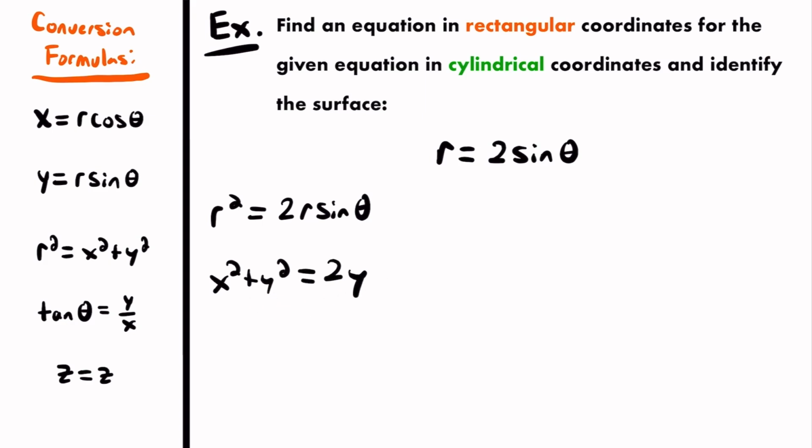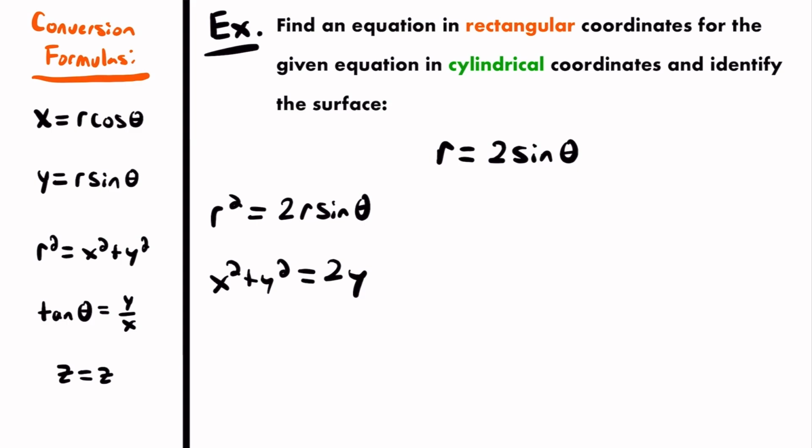And that right there, if we weren't asked to identify the surface, we could just stop and say, that's the equation in rectangular coordinates. That's fine, but to get a better idea of what this surface is, I think we can take it a little bit further. Obviously, it's going to be a cylinder of some kind because we have an equation with two variables, x and y. There is no z.